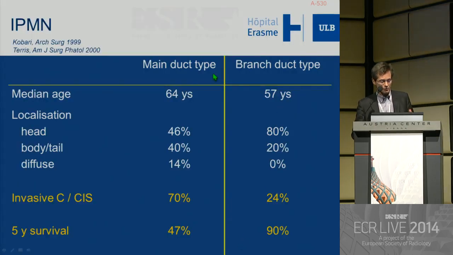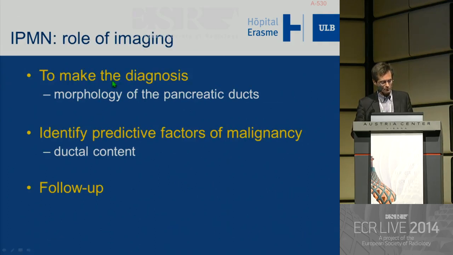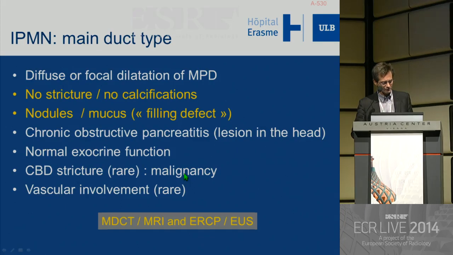Now, why is it important to discriminate both entities? This is mainly related to the occurrence of invasive carcinoma and carcinoma in situ, which is much more common in the main duct type. And of course, according to that, the 5-year survival rate is significantly different between entities. What is the role of imaging? Well, to make the diagnosis, and for that we need to look at the morphology of the pancreatic ducts, to identify predictive factors of malignancy, and the main factor is the mural nodule, and you have to look at the ductal content, and for follow-up.